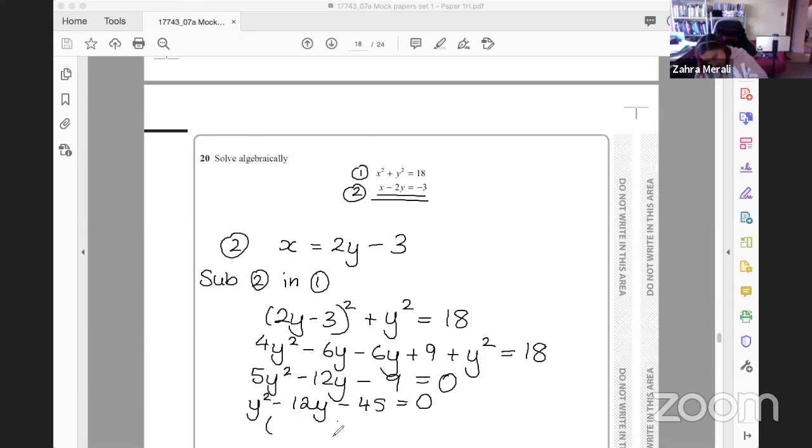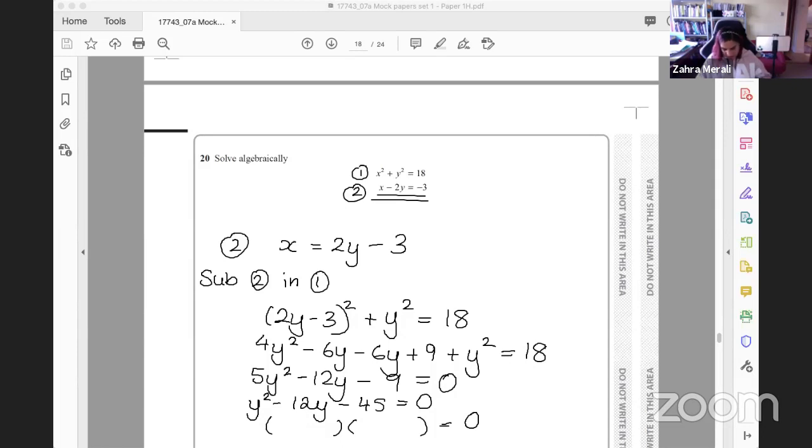equals 0. Hopefully you can see that you want to end up with 12, so you're going to have 45, 5 and 12. If you're going to factorize this, you're going to have 1.